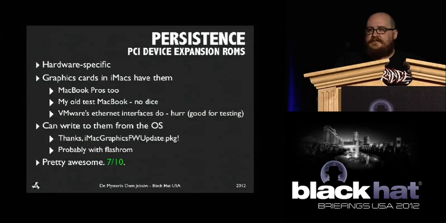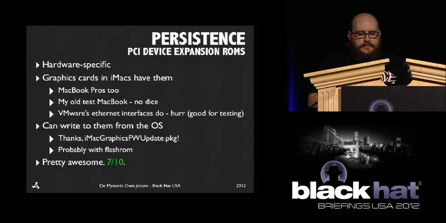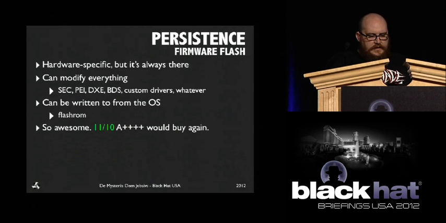VMware's Ethernet interfaces do, which is hilarious, but it's really useful for testing this kind of stuff. And we can actually write to expansion ROMs from the operating system, quite often using flash ROM or other techniques to talk to them. Reversing the graphics firmware update mechanism is a good one. So that's pretty cool, because we're not storing anything on the disk. We get execution before the bootloader is loaded and all that sort of stuff. And you pull the disk out, erase it, whatever, the machine's still owned, which is pretty cool.